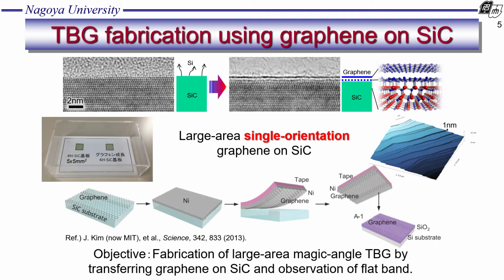Based on this background, in this study, we tried to fabricate large area magic angle twisted bilayer graphene by transferring graphene on silicon carbide, and to observe the band structure including the flat band.